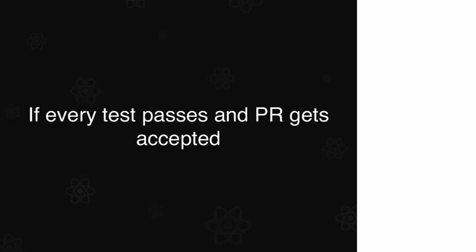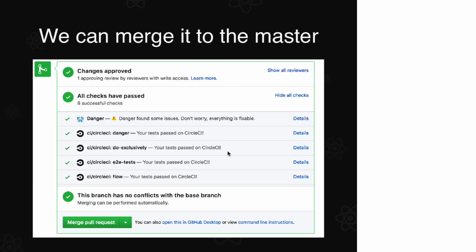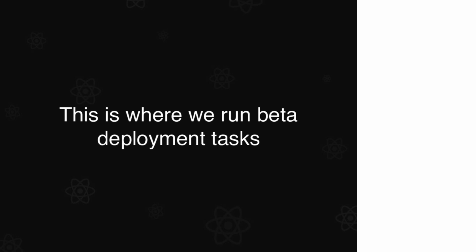And yeah, if every test passes and the PR gets accepted, we can merge it to the master, or to a development branch, or whatever convention you follow. And this is where the fun begins and our deployment tasks are triggered. To handle the automation of the beta deployment, we use Fastlane.